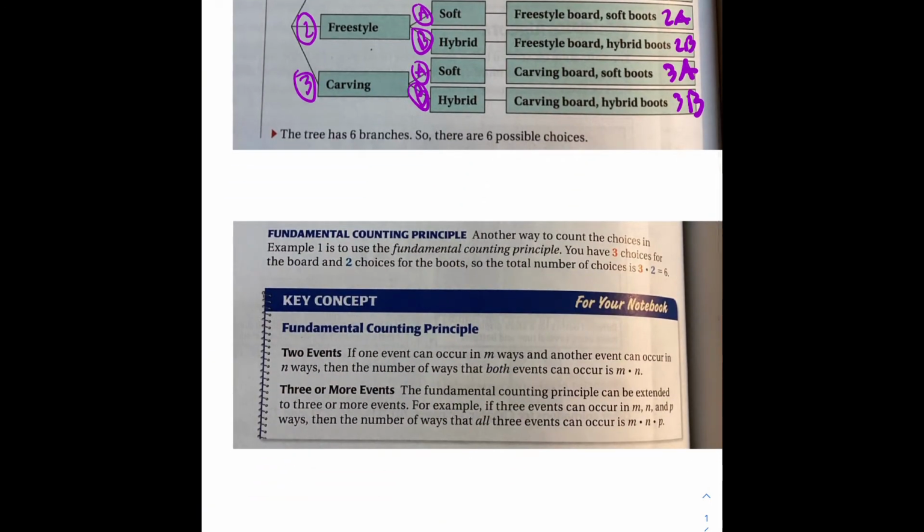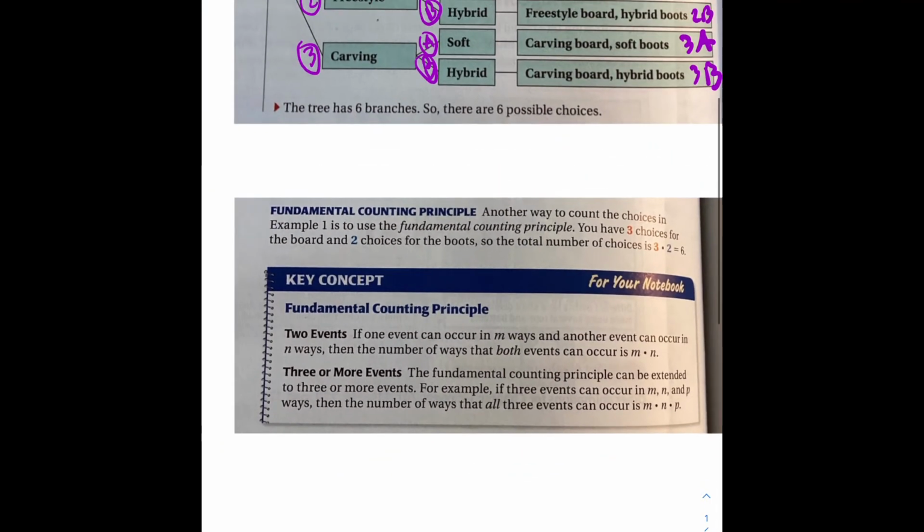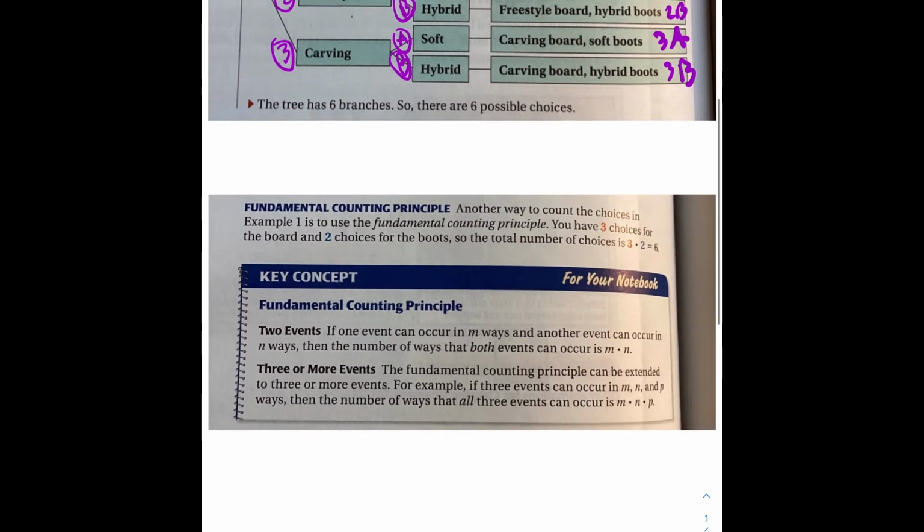There is, and this is our big idea: the fundamental counting principle tells us that if we have X amount of choices and Y amount of choices, we can multiply those two together, X times Y, and get the total number of possible choices. Notice that if you have 3 or more, you have to multiply by more things: M times N times P times O if you had 4 different options.